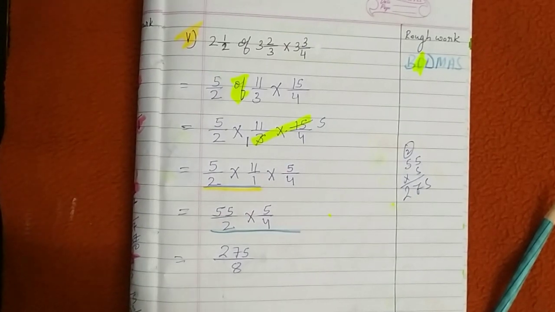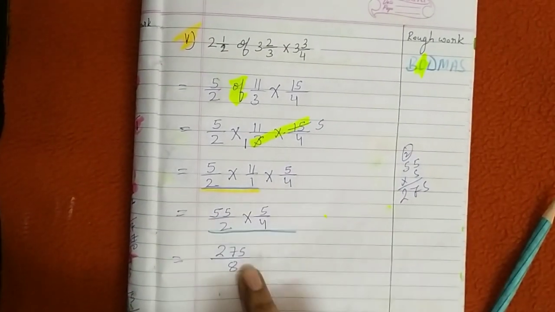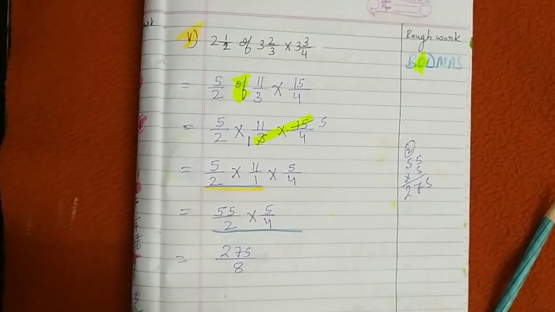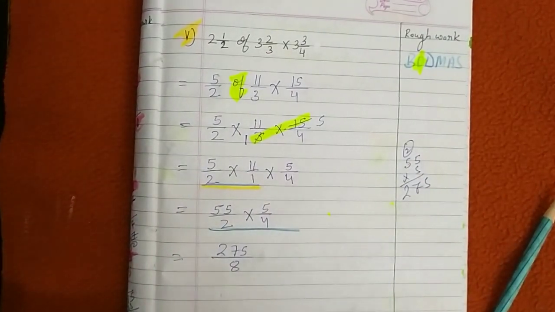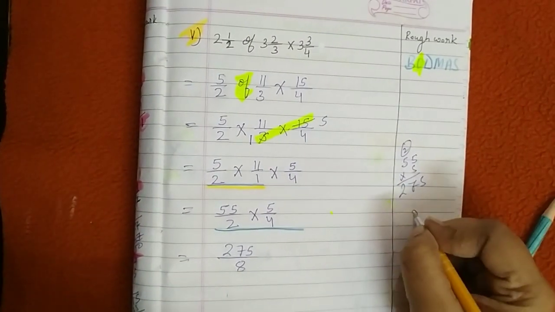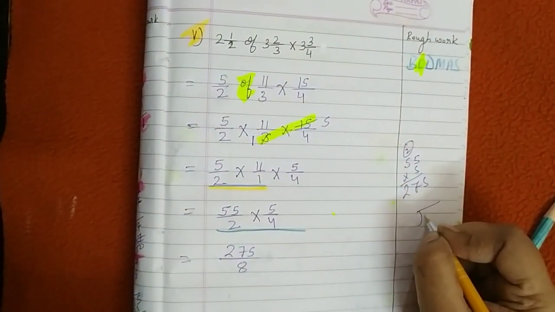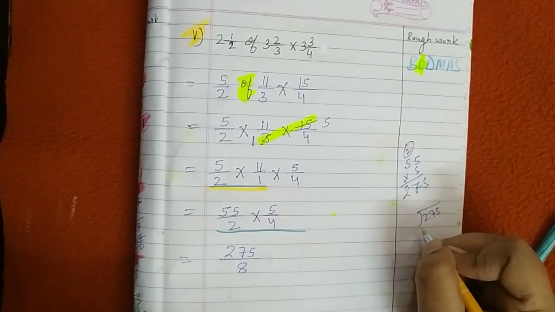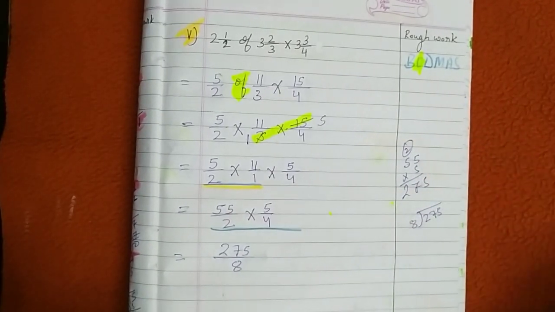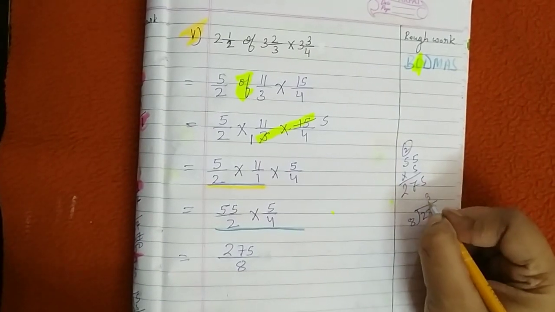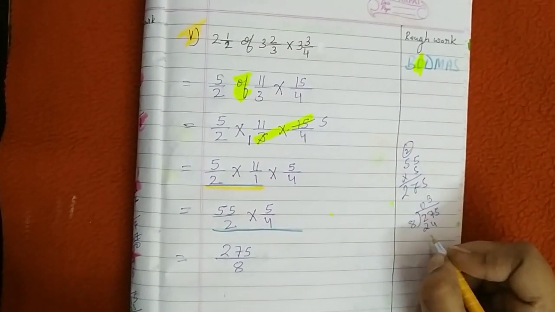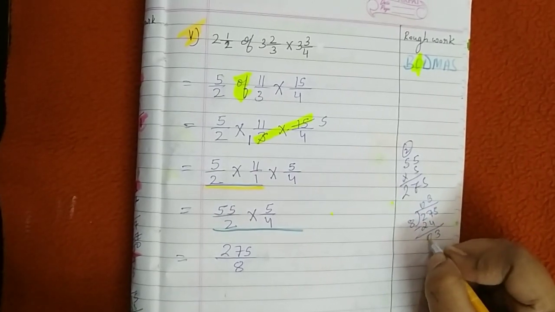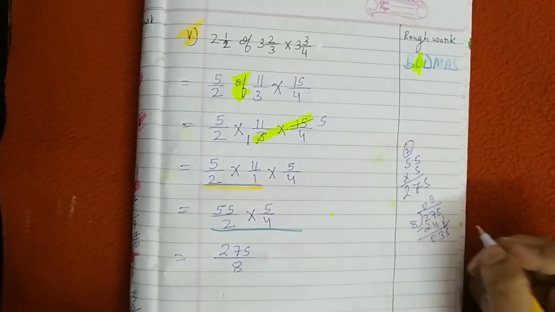No, this is not our complete answer. Why? Because this is an improper fraction. And whenever we get an answer in improper fraction, what we do? We change into mixed fraction. Okay. So here, divide numerator, that is 275, by denominator 8. So how many times? 3 times, 24. Yes. So 7 minus 4, 3, 2 minus 2, 0. 5 will bring 5 down.